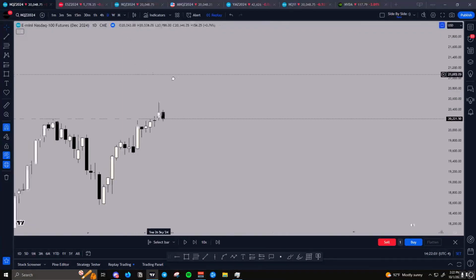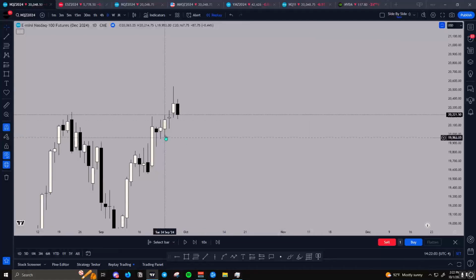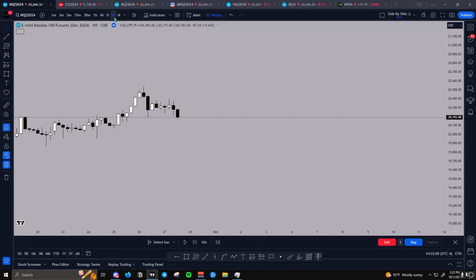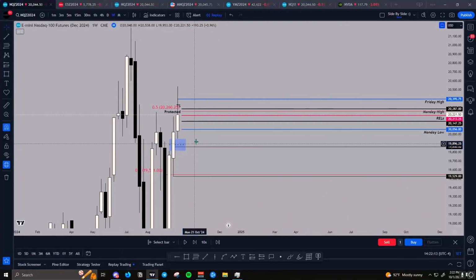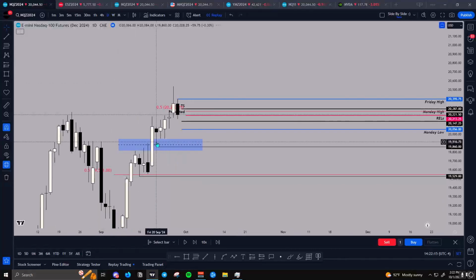Now, if we go into the daily chart, you can see that we have all of these stacked relative equal lows inside of here. And you can see if we go back to the weekly, that area is inside of here. Let's go back to the daily. You can see relative equal lows resting right above that weekly FVG.